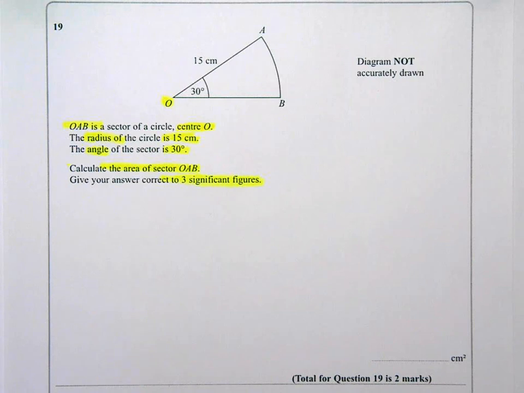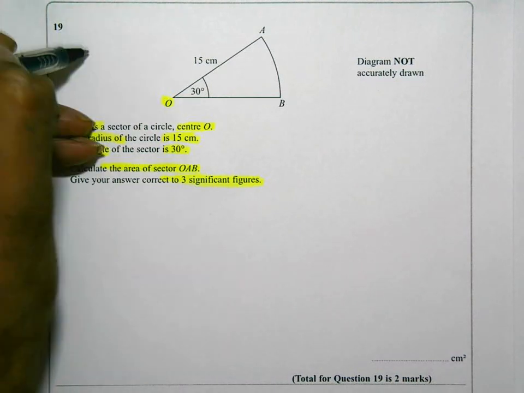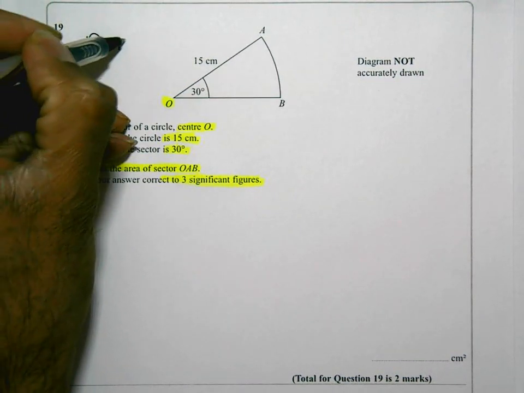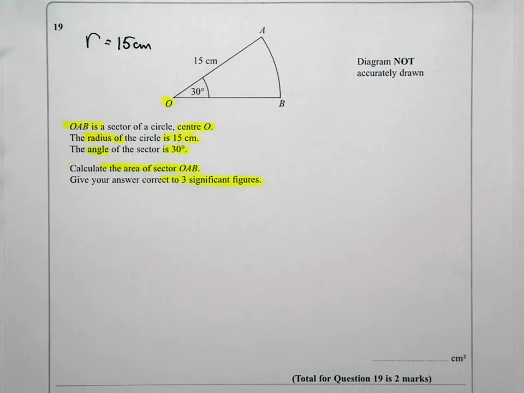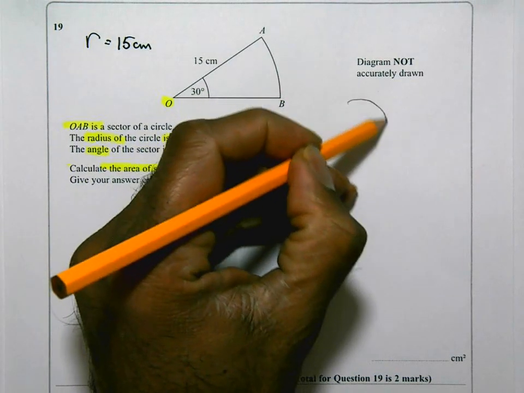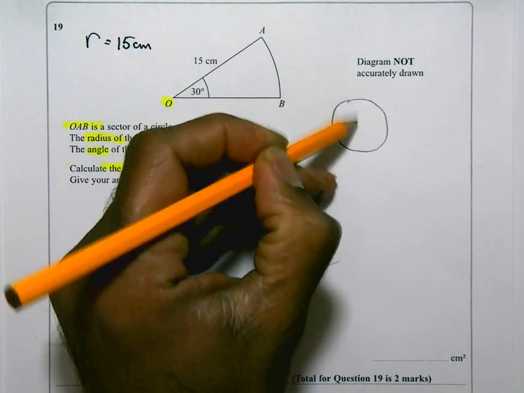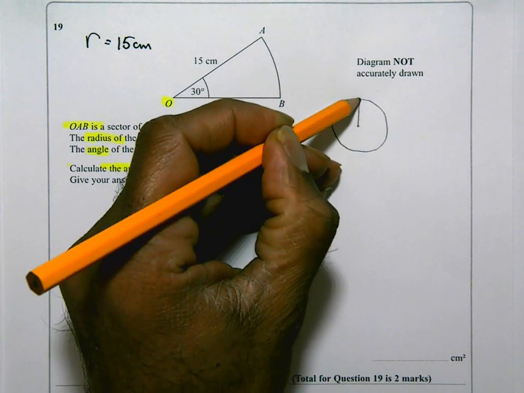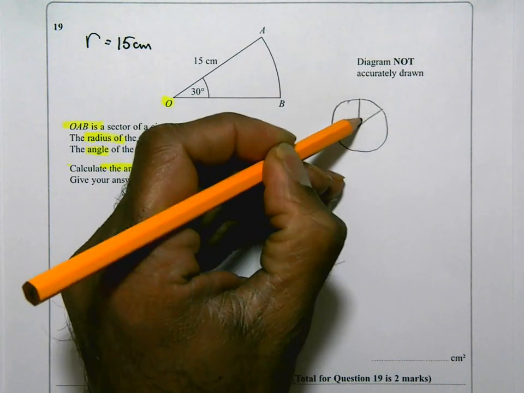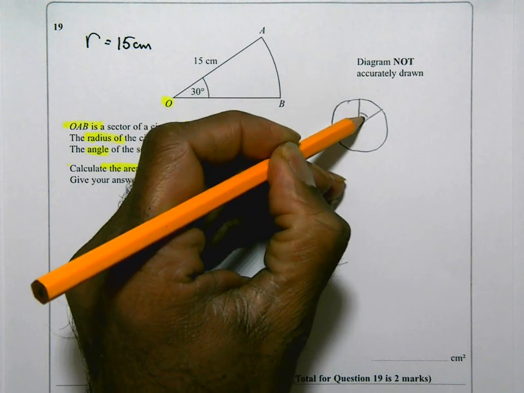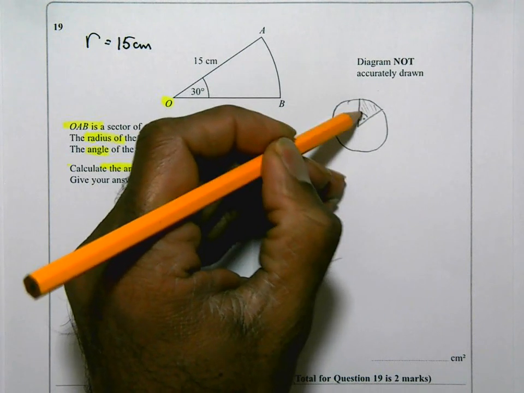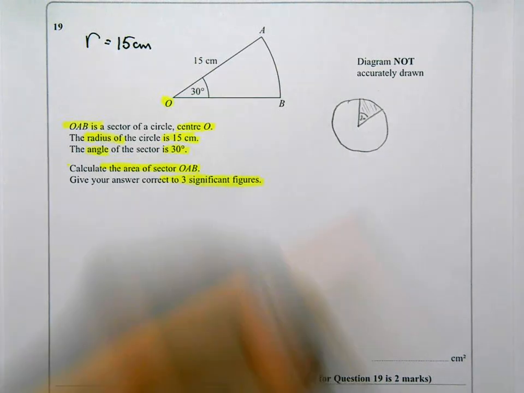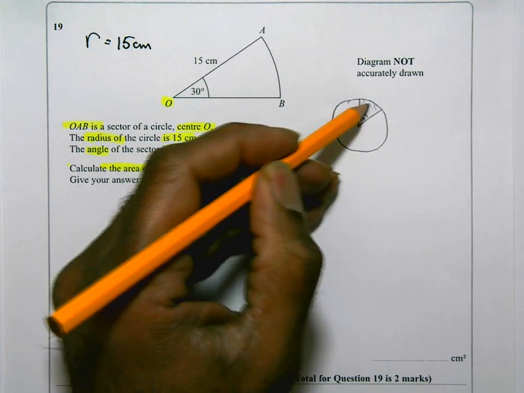So there's several times we've been asked to give our answer to significant figures, so make sure you understand that, make sure you can do that. So in this section here, the radius of the circle is 15 centimeters. Now, if this was a whole circle, we'll have just a portion of the circle here where that angle is 30 degrees, and that's the bit that we want to work out the area of. So we want the area of that section, that sector of the whole circle.